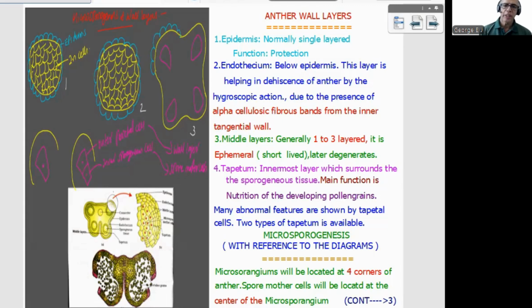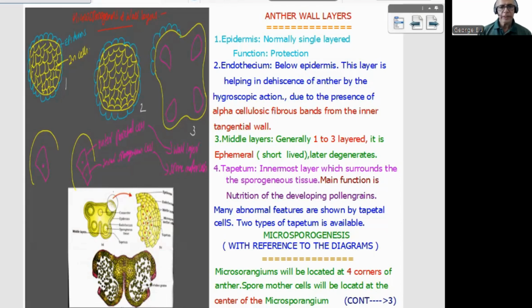Tapetum is the innermost layer, which usually surrounds the sporogenous tissue. The main function of the tapetum, a common question, is nutrition of the developing pollen grain. So which will be the nutritive layer in the anther? It is the tapetum. And these tapetal cells have many abnormal features: wedge shape, multinucleate, and variable DNA content. In that way, many abnormal features will be there for the tapetum.